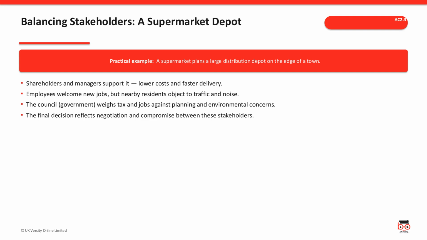Let's make that concrete with a supermarket planning a big distribution depot on the edge of a town. Shareholders and managers are all for it, thanks to lower costs and faster deliveries. Employees welcome the new jobs it brings, but nearby residents object to the extra traffic and noise, and the council has to weigh the promised tax and jobs against those planning and environmental worries. The final decision, as so often, comes down to negotiation and compromise between everyone involved.